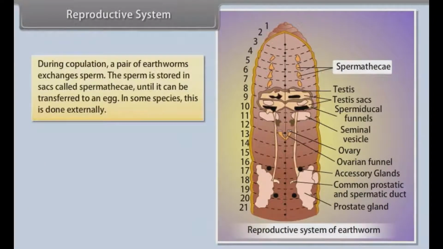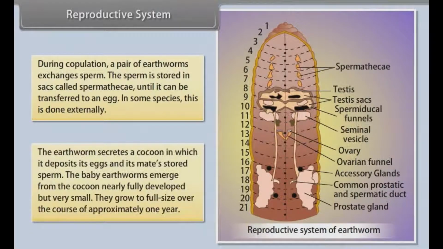During copulation, a pair of earthworms exchanges sperm. The sperm is stored in sacs called spermathecae until it can be transferred to an egg. In some species, this is done externally. The earthworm secretes a cocoon in which it deposits its egg and its mate's stored sperm. The baby earthworms emerge from the cocoon nearly fully developed but very small. They grow to full size over the course of approximately 1 year.